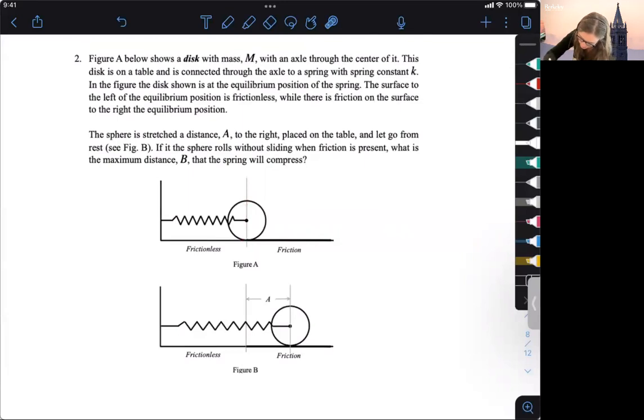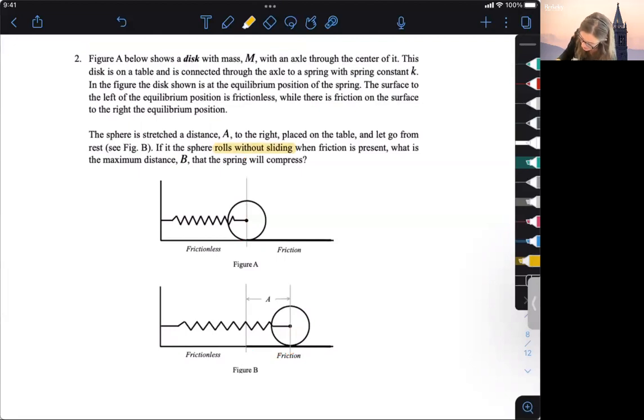So the surface to the left of the spring is frictionless, while the surface to the right of this actually does have friction, okay? So this is where we start, just at rest. And then the sphere is stretched to distance a, to the right, and placed on the table. And then it's let go from rest. So if the sphere rolls without sliding, keyword here, rolls without sliding, when friction is present, what is the maximum distance b that the spring will compress, okay?